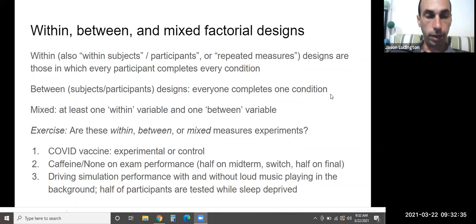So what are all these? Within means repeated measures. That means that every single participant is tested under all conditions. If there are 4 conditions, the same participant is measured 4 times. The measurement is the dependent variable. And to be measured 4 times, well, they would have to participate in all 4 conditions. What's the point of being measured if you don't participate in the conditions?